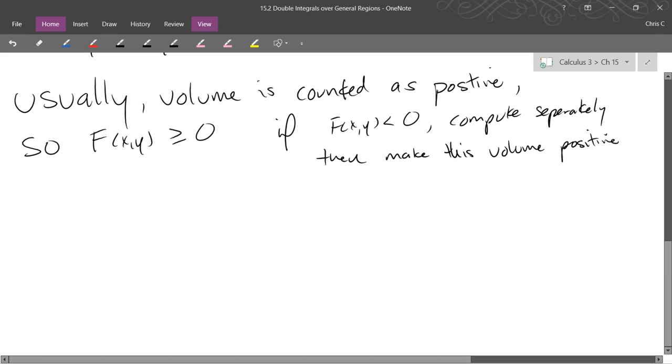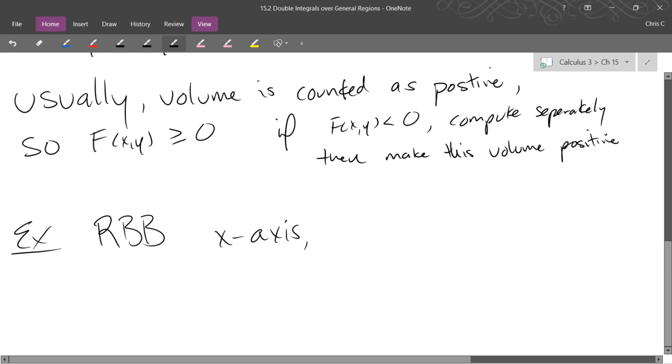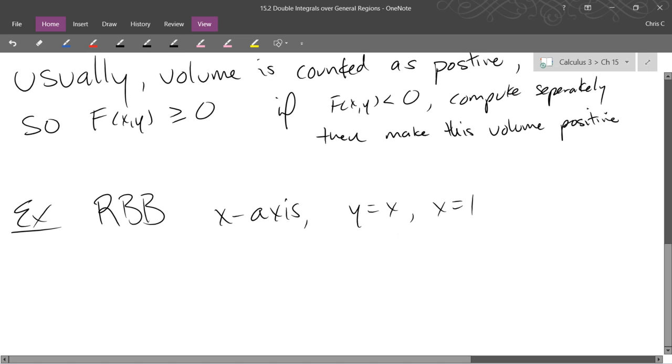So we'll do three examples. I'm just going to use capital R for region. Oh, wait, I think I've used R before. There we go. Region bounded by, I think we did that last quarter. All right, region bounded by the x axis, y equals x, and x equals 1. With your height function, or z equals 3 minus x minus y. Find the volume under the surface.